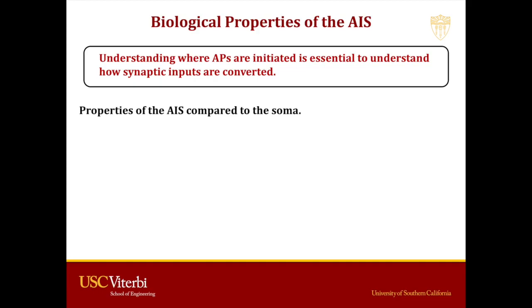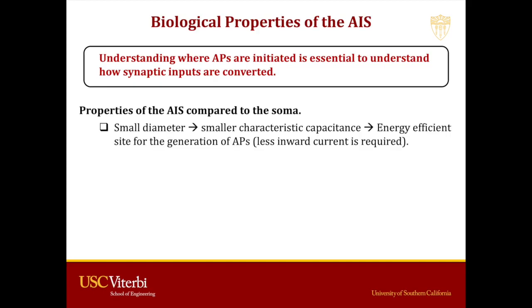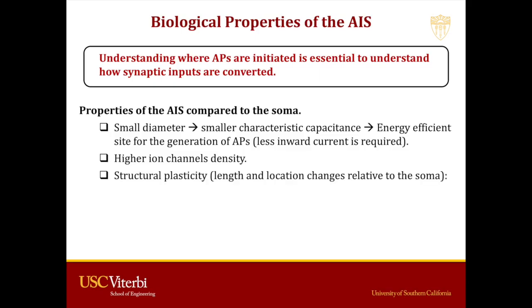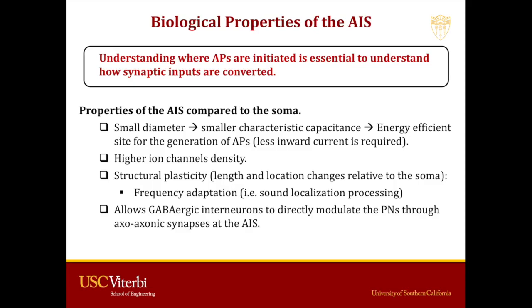Here is a brief biological comparison between the AIS and the soma. The AIS has a smaller diameter, therefore it requires less inward currents to generate a spike. The AIS also has a higher ion channel density. Also, the length and location of the AIS change relative to the soma. Such property is very important in sound localization processing. Last but not least, in pyramidal neurons, for example, the GABAergic interneurons directly modulate the action potentials through the axo-axonic synapses at the AIS region.